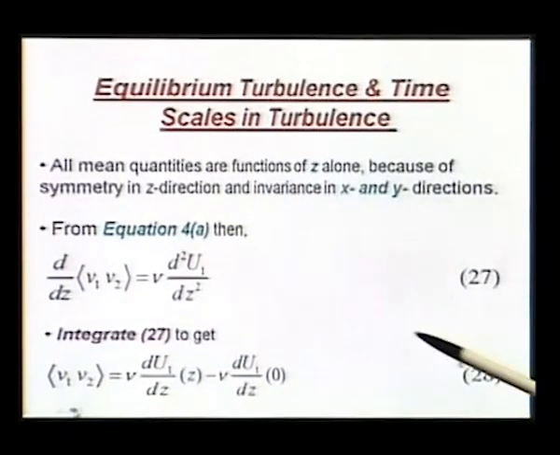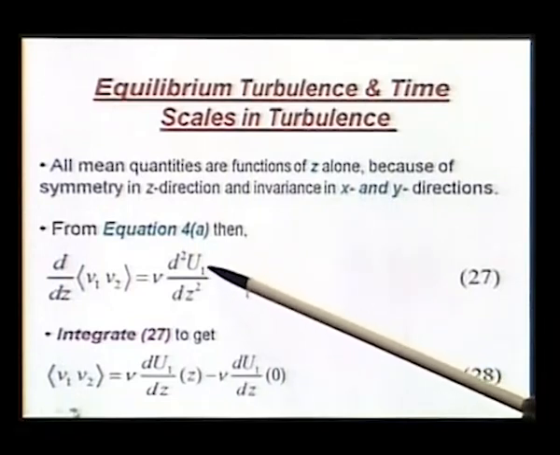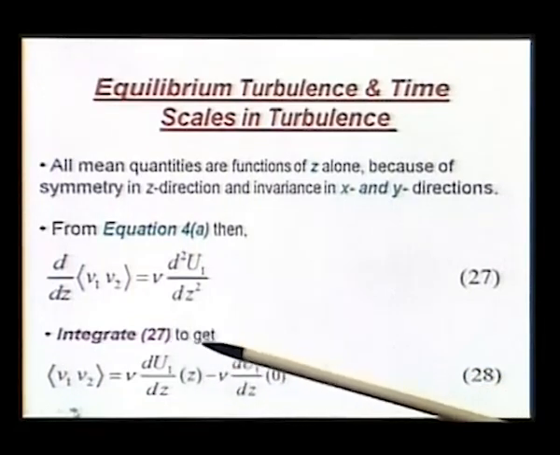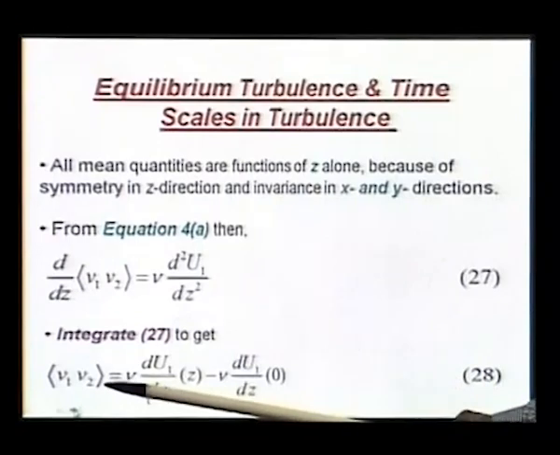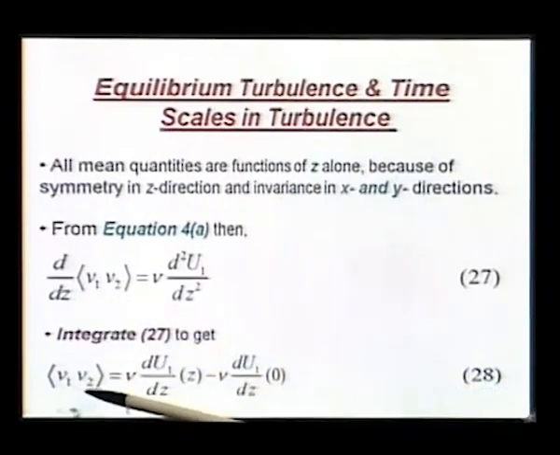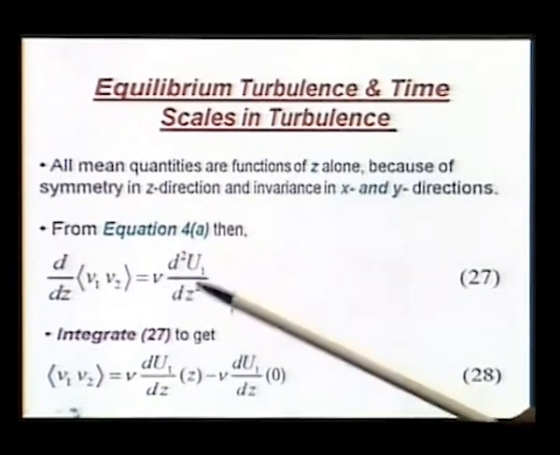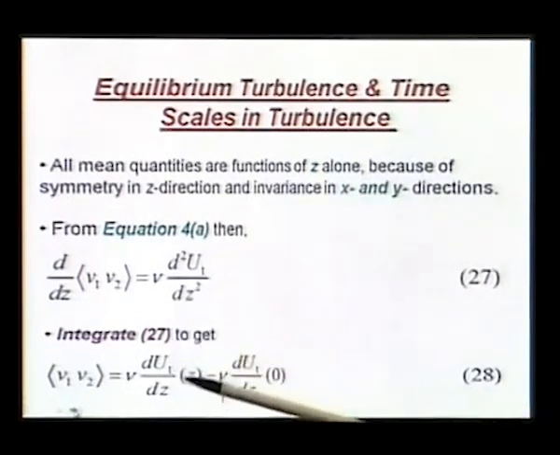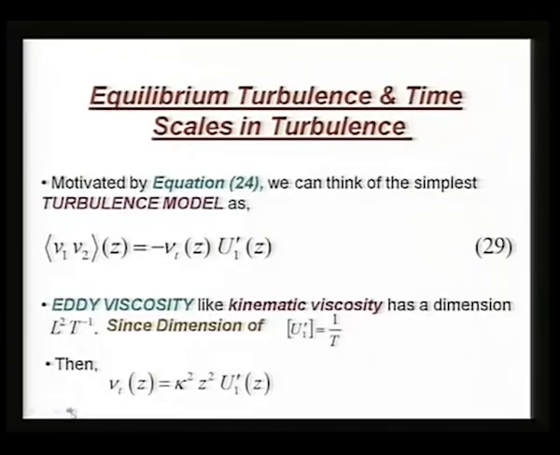So, it is fairly simple, right. This equation is simple. All you need to do is integrate this equation once. So, on the left hand side I will get V1 V2 is equal to nu times du1/dz, where 1 is associated with the x direction, at height z, minus nu times the same quantity evaluated at the wall. So, we integrated it from 0 to running height z. Okay.